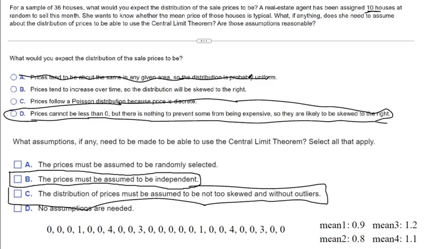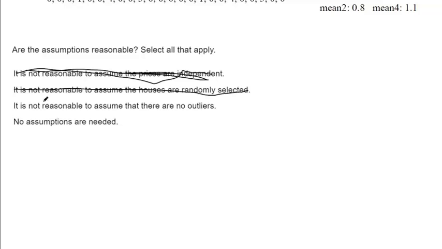It is not reasonable to assume the houses are randomly selected. I think it's reasonable to assume the houses are randomly selected, but I'm thinking about it being a realtor. Maybe only certain types of people go with one realtor and one go with the other, and therefore they're not randomly selected. But the realtor's getting these randomly assigned to them, I think they said at the beginning, right? Yeah, 10 houses at random. So they told us the houses are randomly selected for them. So that's not true. So that one's okay. It's just this top one I'm not thrilled about.